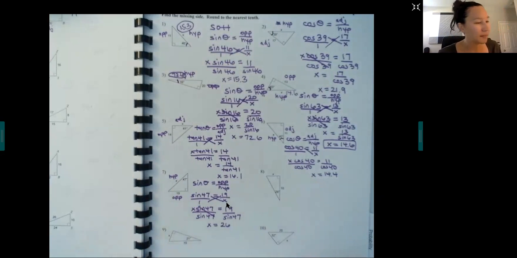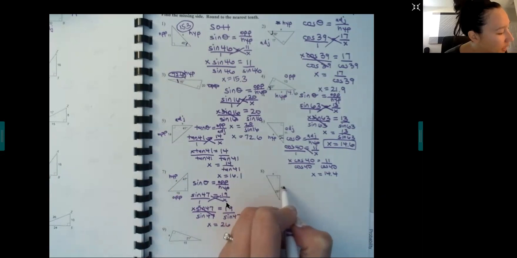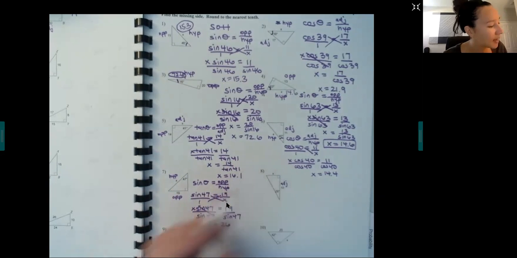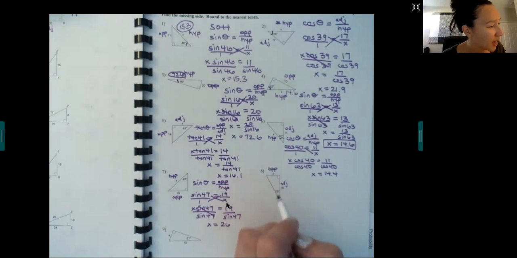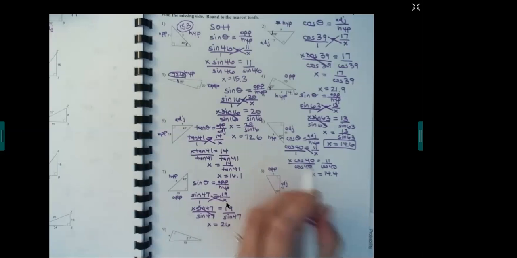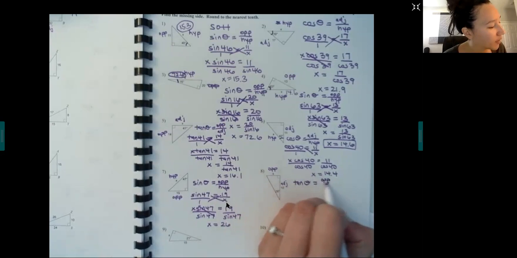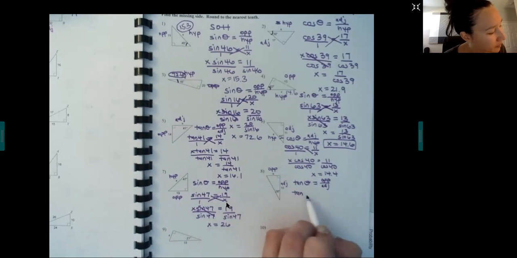Okay, Jasmine, number 8. 10 is the hypotenuse. Oh, wait, no. I'm sorry. 10 is the adjacent. My bad. No problem. And then x is the opposite. Good. So then are we using sine, cosine, or tangent? Tangent. Good. So the tangent of our angle is going to equal the opposite side over the adjacent. So you got the tangent of 29 equals x over 10.